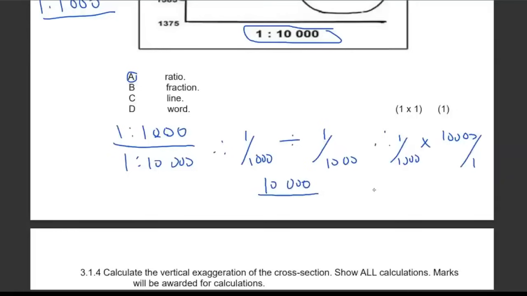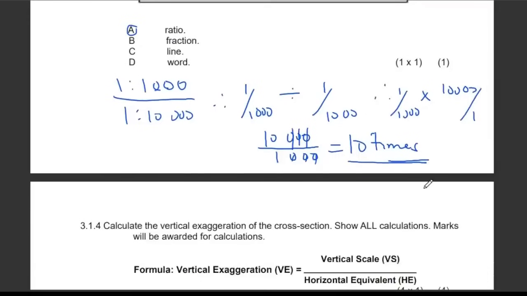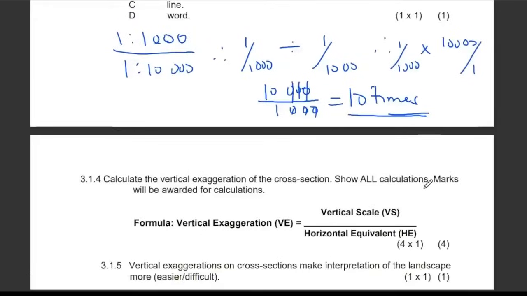Divided by 1,000 times 1, it remains 1,000. So we are dividing, we are cancelling the zeros. We remain with 10. So our answer for vertical exaggeration is 10 times, which means our vertical scale has been stretched 10 times so that we can easily see some features on the cross section.